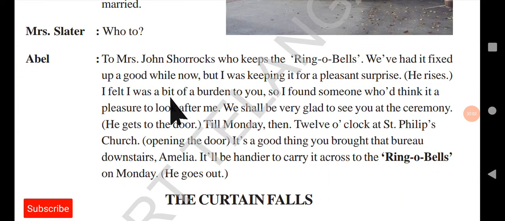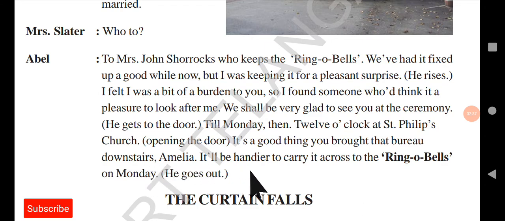Abel Merriweather: To Mrs. John Sherrocks, who keeps the Ringo bells. We have had it fixed up a good while now, but I was keeping it for a pleasant surprise. He rises. I felt I was a bit of a burden to you, so I found someone who would think it a pleasure looking after me. So we shall be very glad to see you at the ceremony. He gets to the door. Till Monday then, 12 o'clock at St. Philip's Church. Opening the door, it is a good thing that you brought my bureau downstairs.